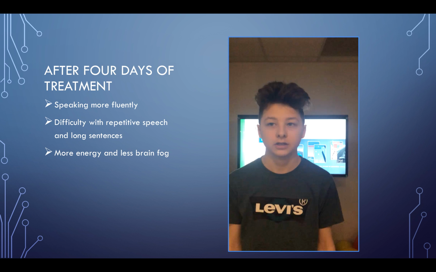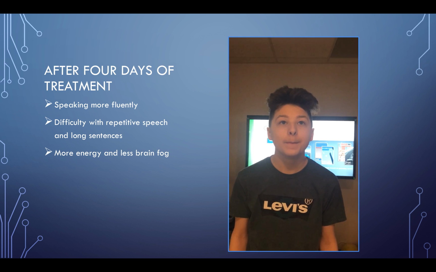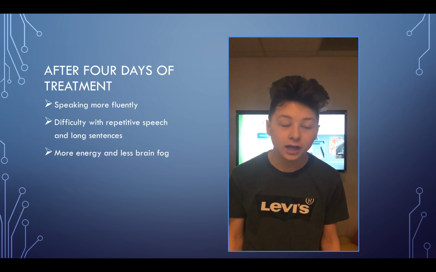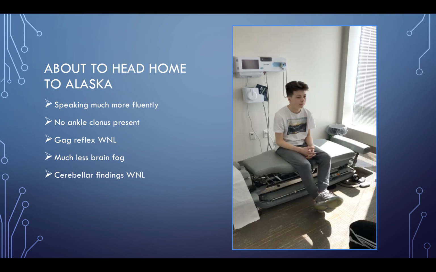So after 4 days, he's speaking more fluently, but has difficulty with repetitive speech and long sentences. He had a lot more energy and less brain fog. You can see it's almost like his eyes and his face are starting to light up a little bit, which is always a good sign that the thunderstorm's starting to clear out. My name is Jess. So he's trying to say my name is Jesse. Still doing really good, but again, it fluctuates. As soon as he gets tired, he'd kind of revert back a little bit, so give him some rest, do some intermittent fasting, have some Mag 3, eat some healthy protein, and he'd start to get better.